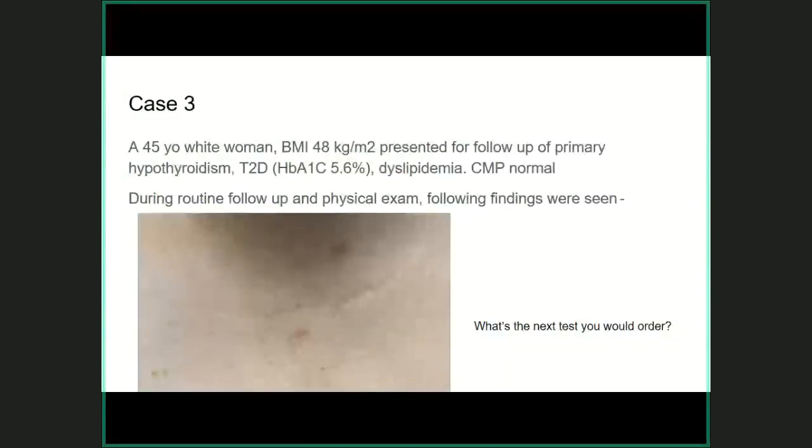And we come to the last case before we go to the actual talk. A 45-year-old white woman, BMI of 48, presented for follow-up of primary hypothyroidism, type 2 diabetes, pretty well controlled, 5.6% A1C, dyslipidemia with a normal CMP. During the routine follow-up and physical exam, just a general regular exam, this was what I saw. What's the next test you would order?